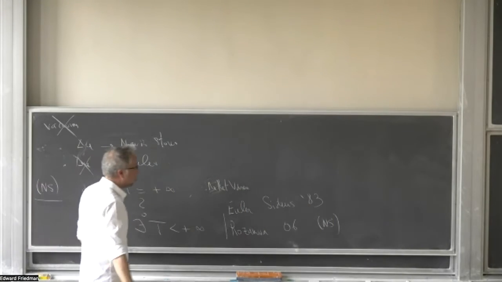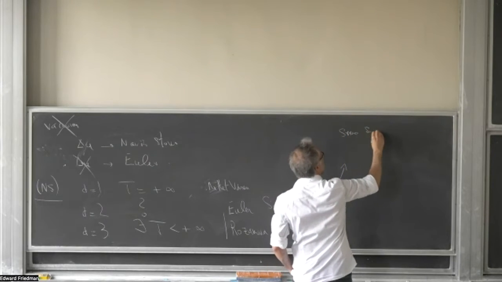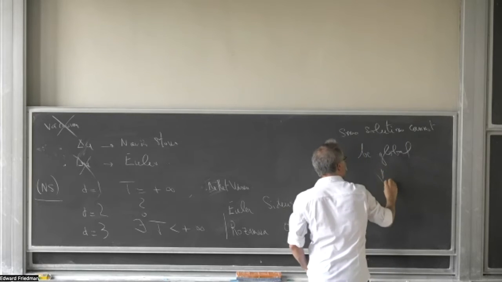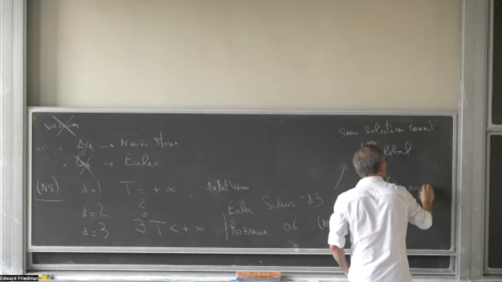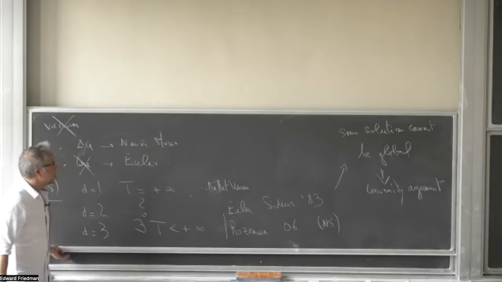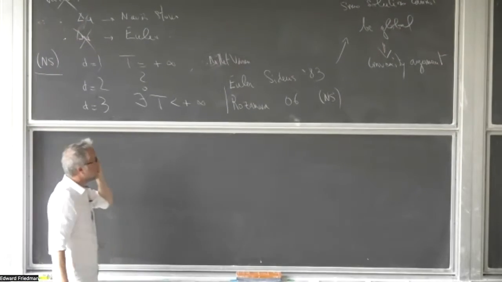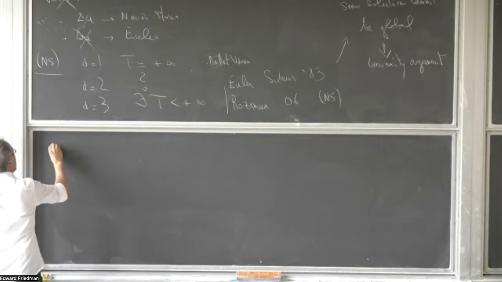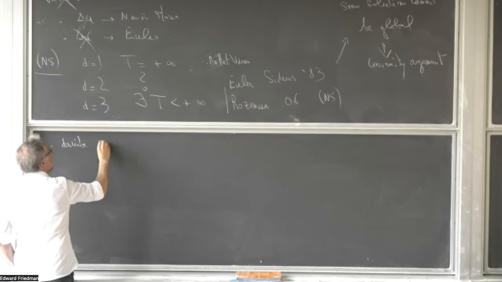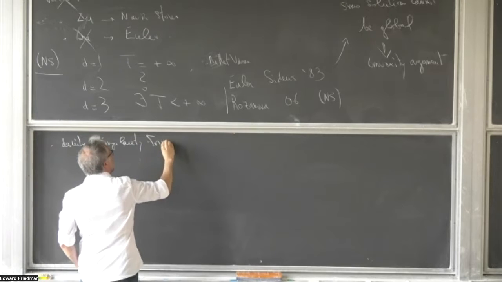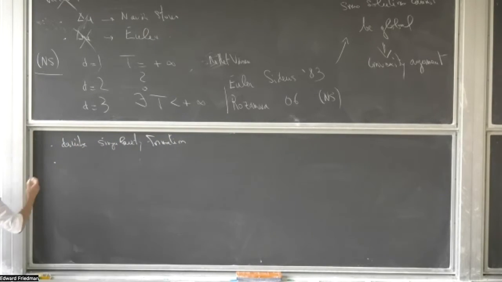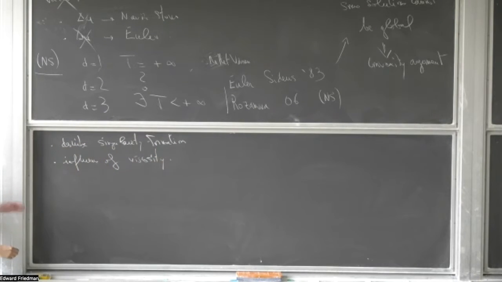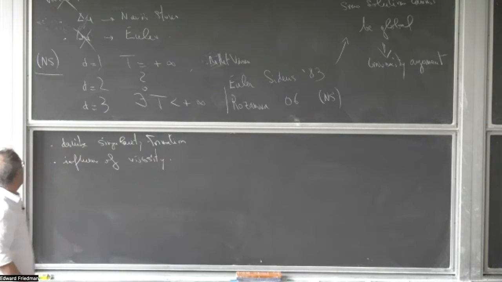How do you show this thing? You show by a contradiction argument that some solutions cannot be global. But it tells you absolutely nothing about the nature of the singularity, which is very typical of nonlinear equations. So really, there are two problems here: describe singularity formation, and a second question, typical of this kind of problem, which is the influence of viscosity. What's the effect of the Laplace? How does it play a role in all this equation?